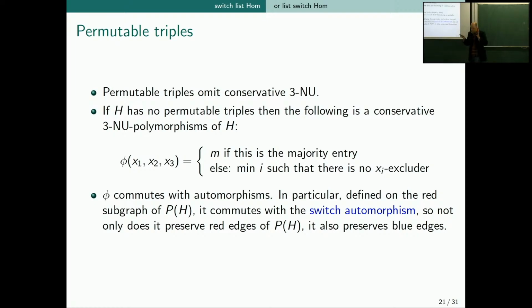And so because it commutes with that, when we do that switch, it switches red edges with blue edges. And because it preserves red edges, it also preserves blue edges. And so because we can define the 3NU with this that commutes with automorphisms, it actually also preserves red edges. So that's all there was to that proof.